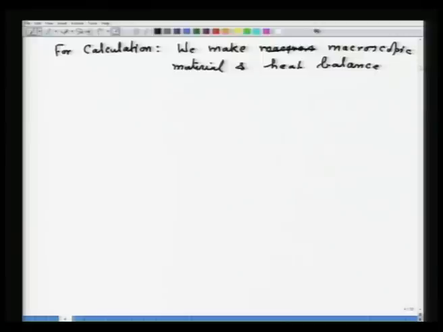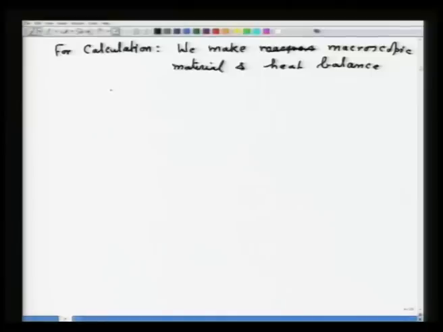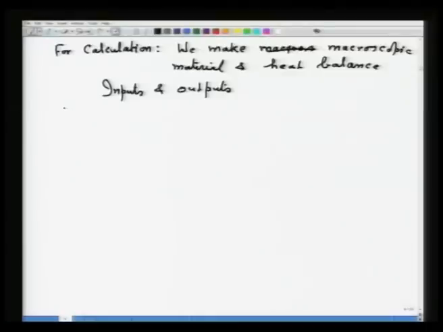Now, by the term macroscopic material and heat balance, it is meant that we are concerned only with the inputs and outputs. In between, what is happening does not come into the purview of the macroscopic balance. So, what we want is a macroscopic material balance, where we are concerned with the inputs and outputs.